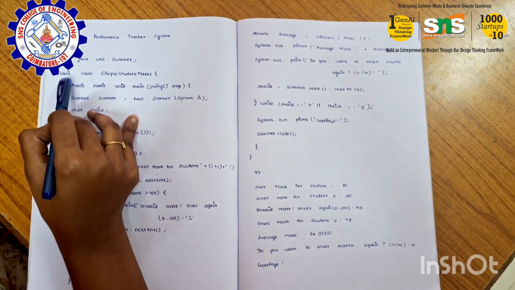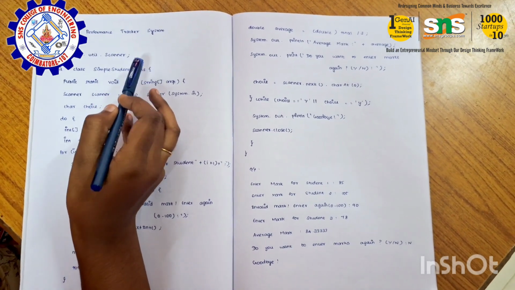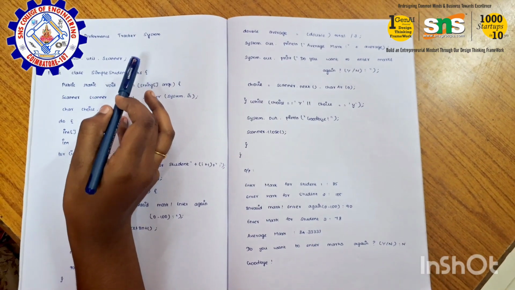So next is public class SimpleStudentMarks. This line declares a public class named SimpleStudentMarks. In Java, every program must be inside a class. The class name should match the file name.